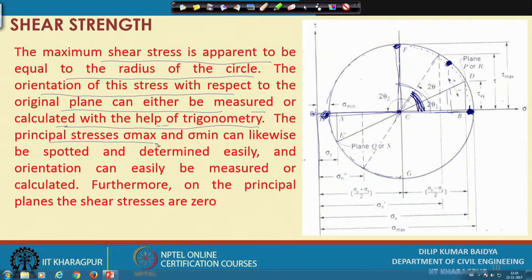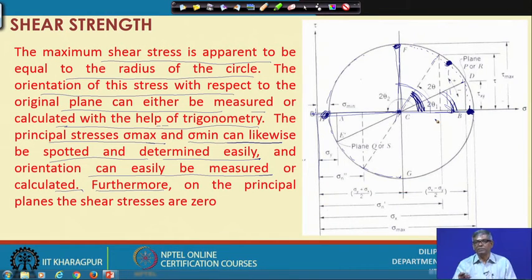The principal stresses sigma max and sigma minimum can likewise be spotted and determined easily, this and this, and the orientation can easily be measured or calculated. Further, this is the original state of stress and the maximum happened here, that means it is rotated in this direction.